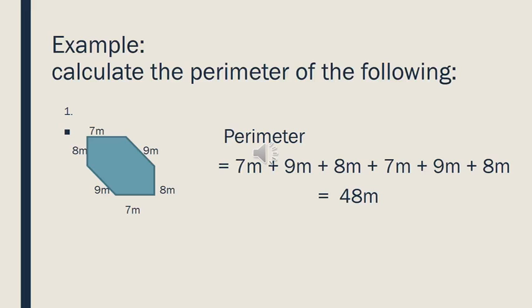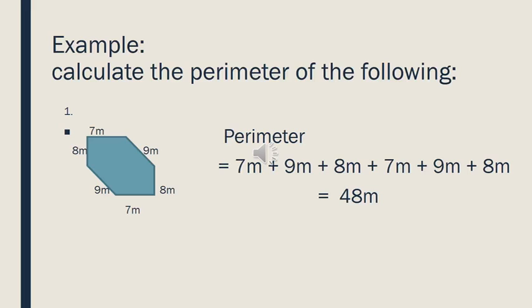So remember, we said the perimeter is the distance around an object, so we're going to have to add up all the sides of this figure, and when we add up all the sides, we will get an answer, and that answer is the perimeter of this figure.